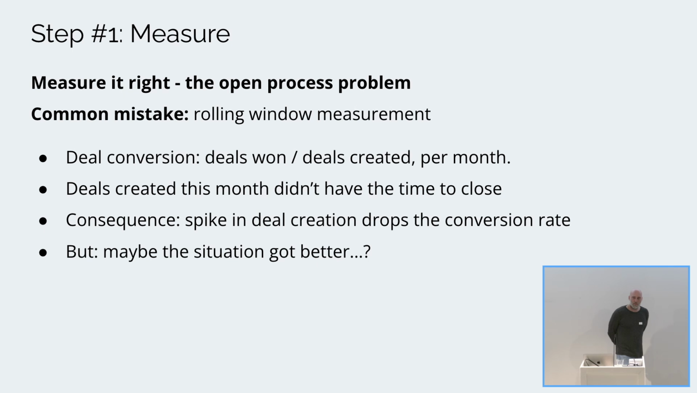Well, one big problem I often see is the rolling window measurement. So if you look at deal conversion, what you can do is look at the deals won divided by the deals created per month. But if you do that, then you don't have time to see what happens with the deals created this month. So actually, we're not looking at the right data, because if we get a lot of deals coming into the pipeline, then the conversion rate goes down. But actually, this situation might have gotten better instead.